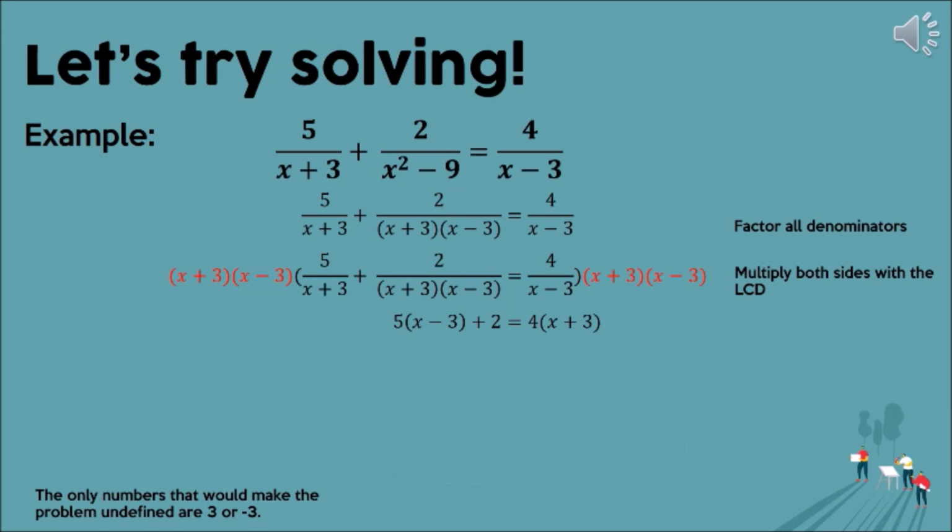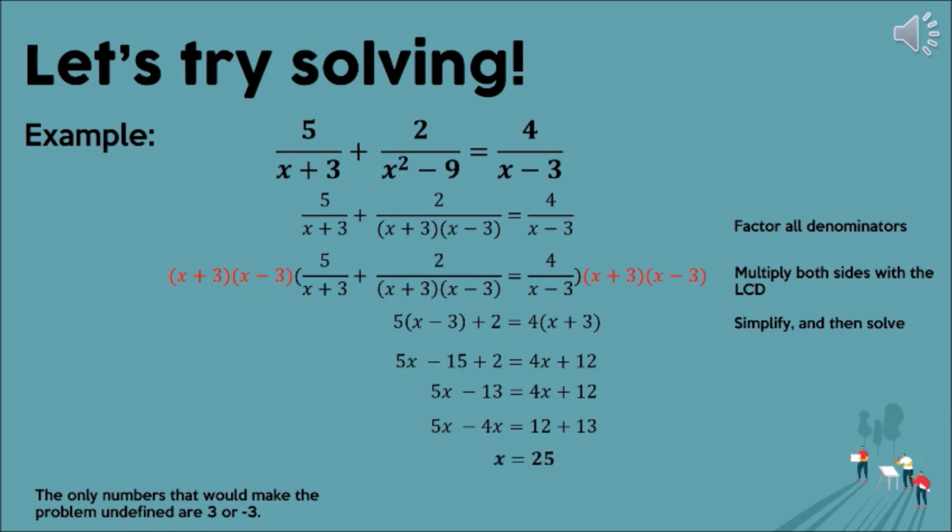Let us simplify this and then separate the variables and constants. Now we have 5x minus 4x, which is x. That is equal to 12 plus 13, which is 25. So the value of x is now 25. Since our answer is not 3 or negative 3, the answer is accepted.